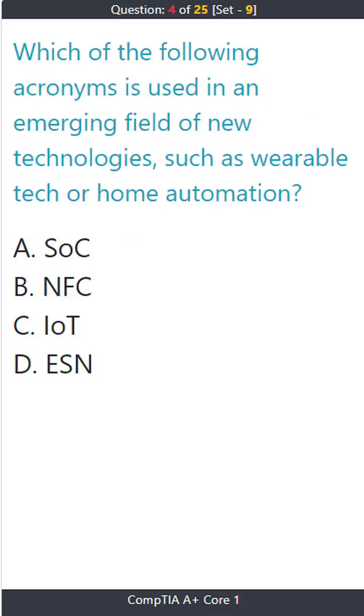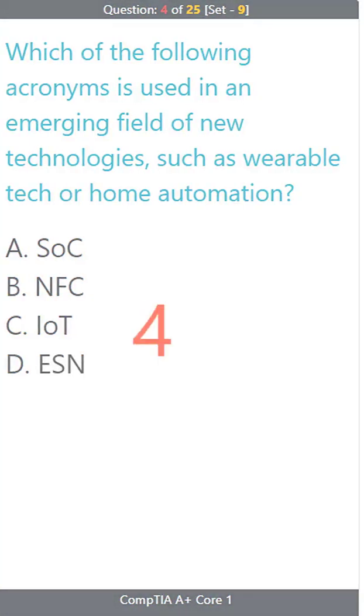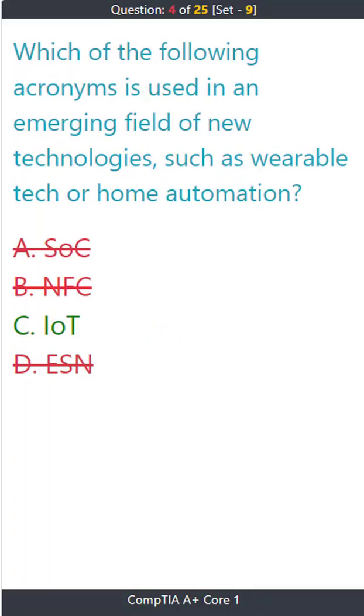Question 4. Which of the following acronyms is used in an emerging field of new technologies, such as wearable tech or home automation? A SoC. B NFC. C IoT. D ESN. The correct answer is C IoT.